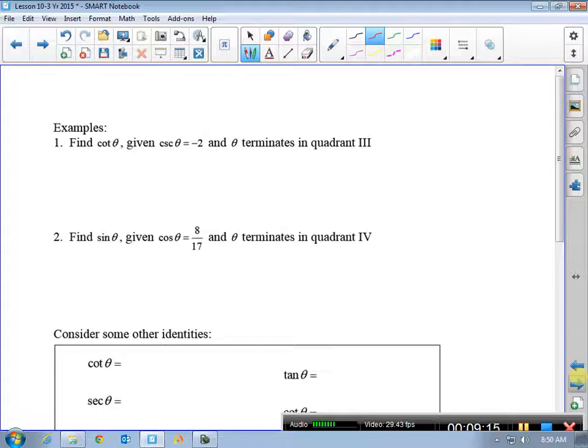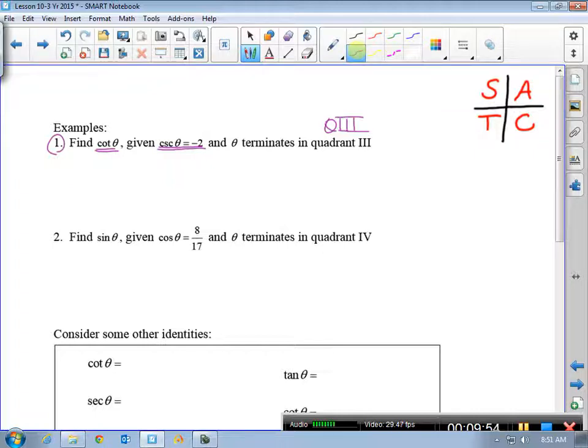So now how do we use these? When you're given a problem that asks you to find a function and they give you some information. In this case it says find the cotangent of theta given cosecant of theta equals -2. And of course we need to remember we are in quadrant 3. So our quadrant always matters for the sign of the function's value. All students take calculus. We'll come back to that.